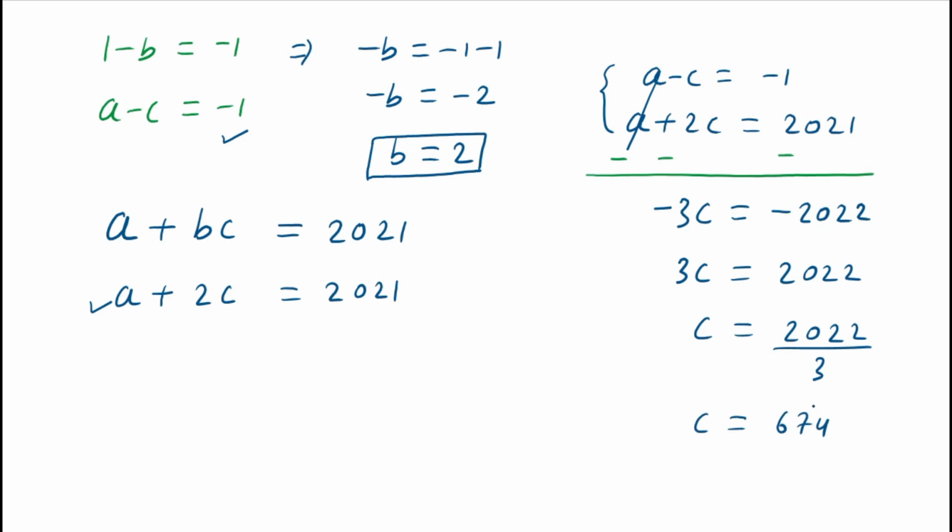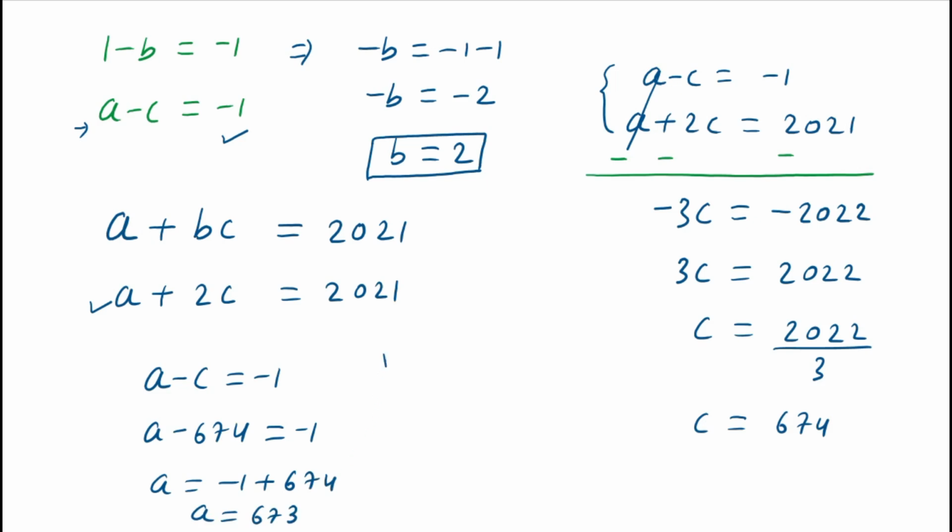Then the value of c is equal to 674. Now we have the equation a minus c equals minus 1. Then a minus 674 equals minus 1. Then a equals minus 1 plus 674, so the value of a equals 673. So in this case, the value of a is 673, the value of b is 2, and the value of c is 674. This is our final answer.